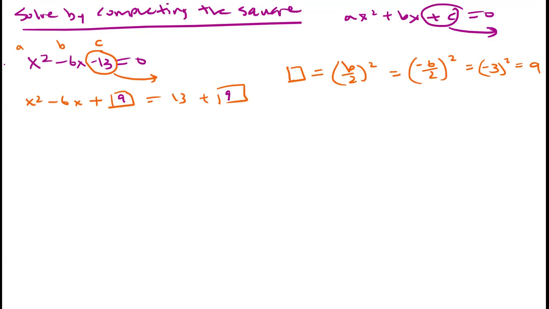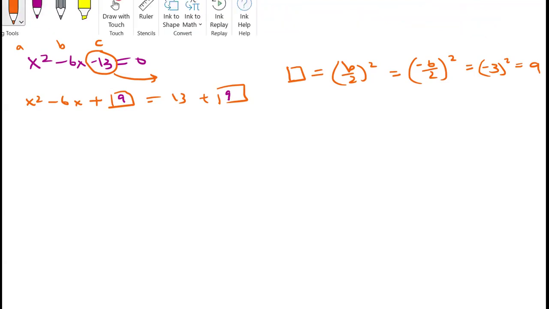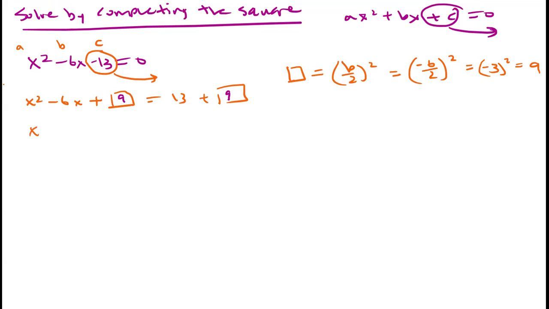Okay? All right? So then I'm now ready to factor. I'm going to factor the left side, and I'm going to simplify the right side. So in this case, we're going to have x minus 3 times x minus 3, because again, we have a minus and a positive, so that means both factors have to be the same. And on the right side here, we get 13 plus 9, which is 22.